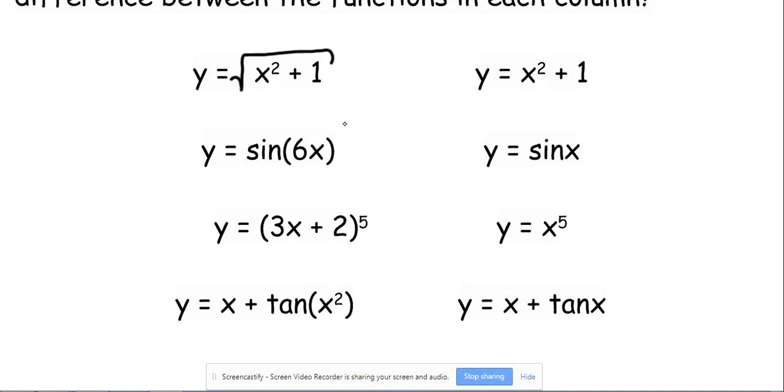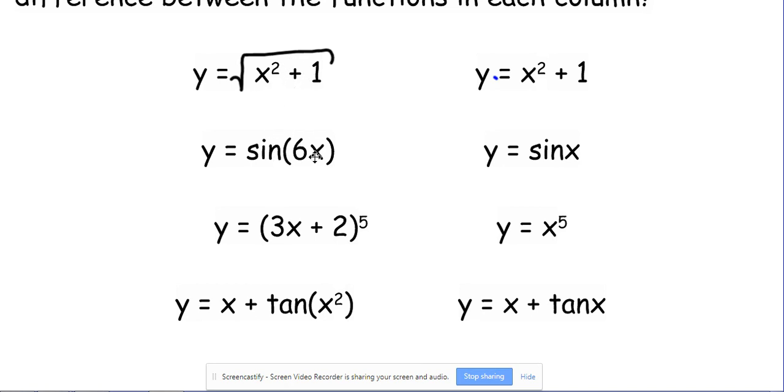So what we're looking at here in the first column are what we call compositions of functions. Remember that from pre-calculus? Compositions of functions means that they are made up of a combination of two functions. For example, with this first one, we took x squared plus 1, which we can take the derivative of, but then we put it under a square root, which we can take the derivative of, but we haven't dealt with it when it has a polynomial under it.